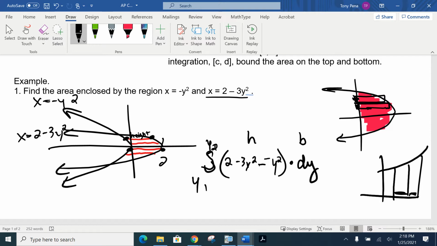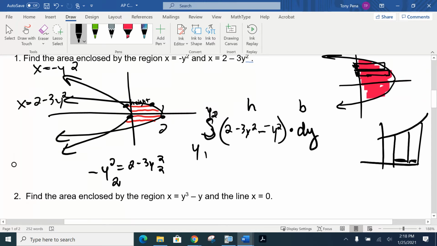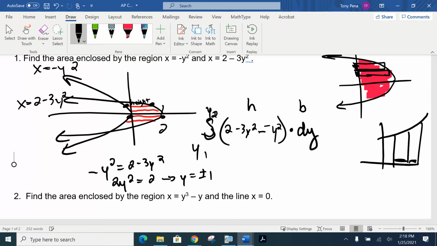So we want to know what are our 2 limits. We can solve that the same way that we've been solving them. Just set those 2 equations equal to each other. So the negative y squared equals 2 minus 3y squared. Solve this. So 2y squared equals 2. Sorry, I'm going to rush. This should end up being a positive negative 1. So our limits are negative 1 to positive 1.